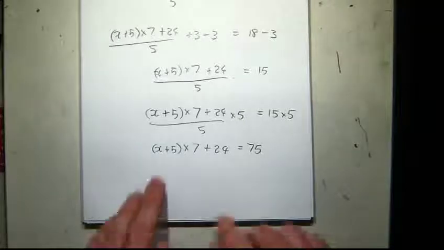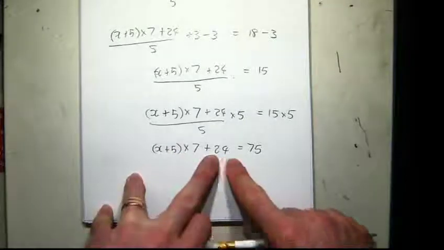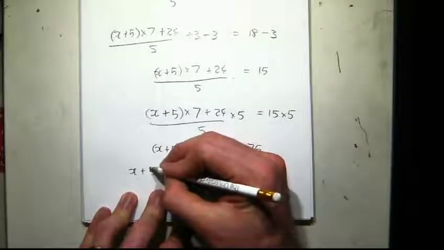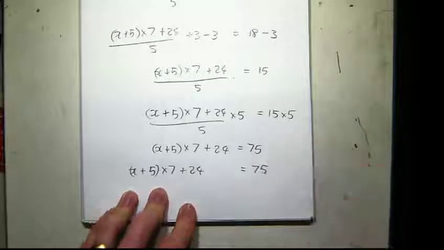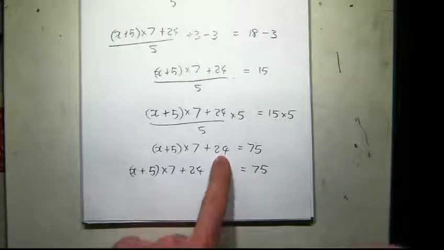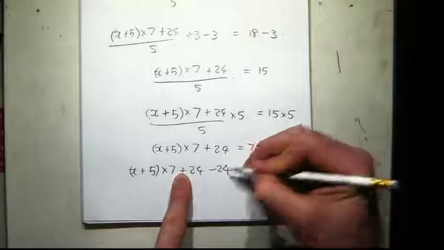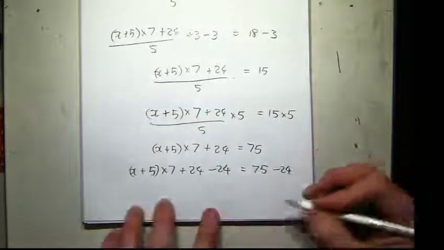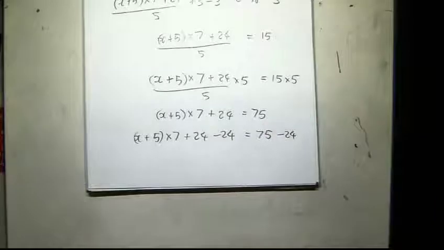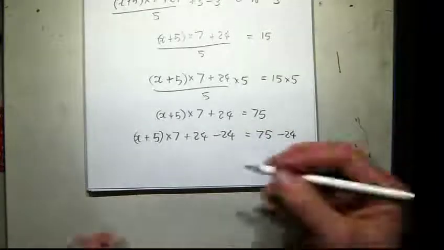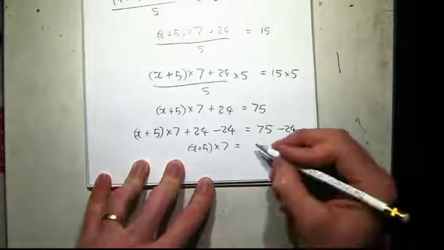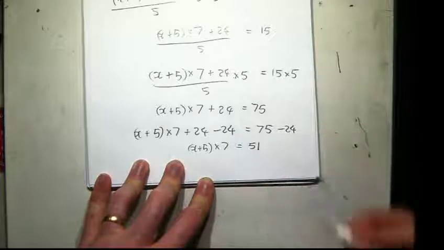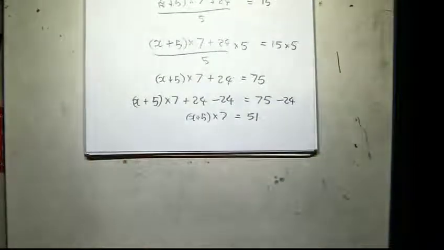And then let's have a look. The furthest thing from the x is the 24, so I'll deal with that next. Copy down exactly what I've got. I want to remove the 24. It's currently being added, so I will subtract instead. So plus 24 minus 24 comes out to not doing anything. 75 minus 24 would be 51, which is horrifyingly not a multiple of 7, but that's okay. It's all going to be nice fractions from now on.